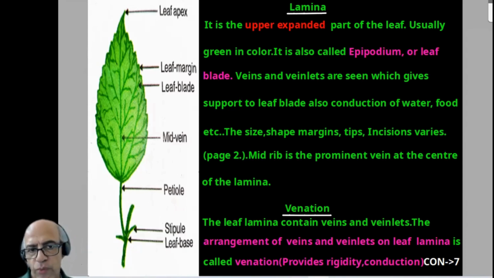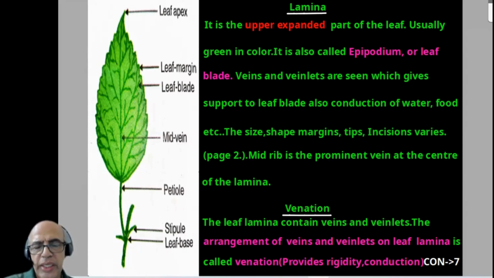Midrib is the prominent vein at the center of the lamina. Here it is marked. So the diagram is very clearly labeled. That is why I put all these diagrams on each page when we discuss correspondingly. I think up to that it is clear. Hypopodium, mesopodium, epipodium. Now comes the term venation. Usually a 1 mark theory question.